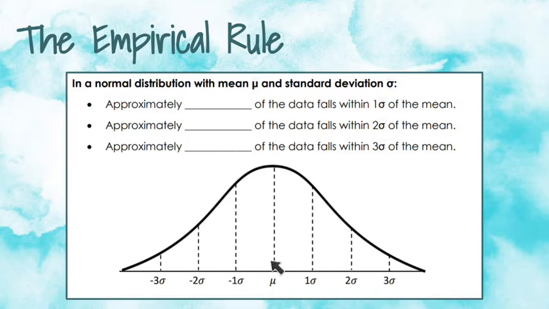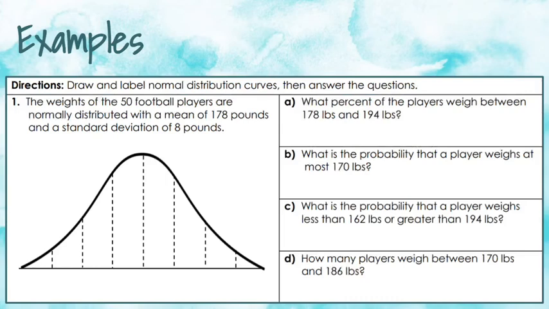So all this data in here is within one standard deviation of the mean. It's no less, it's not more than one standard deviation above or below. And then this section includes 2 standard deviations from the mean and then 3 standard deviations from the mean. So going back to our example here, it tells us that the mean is 178 pounds.